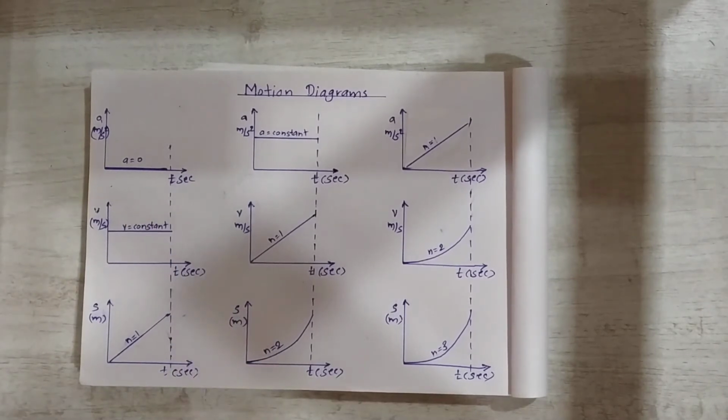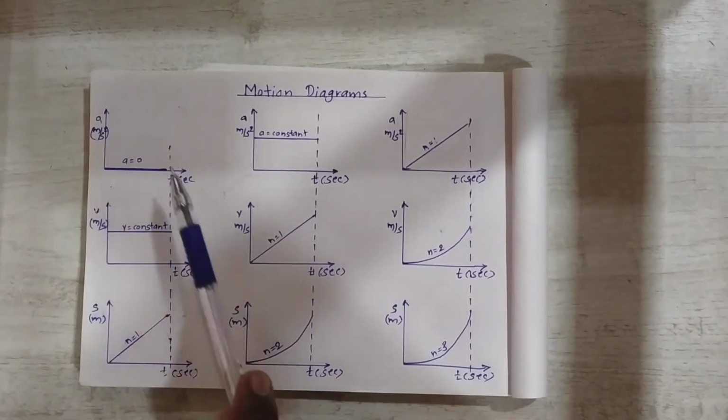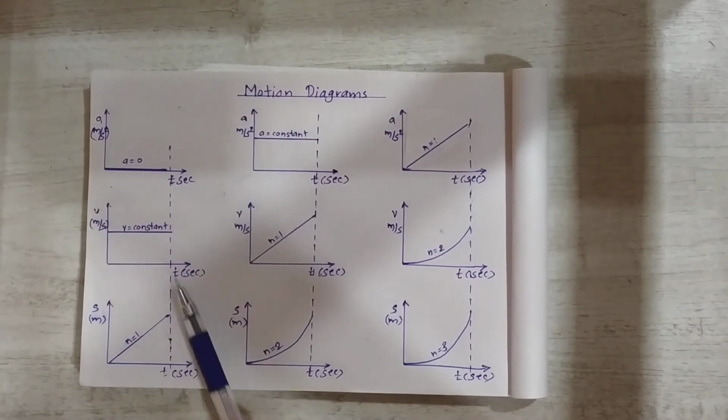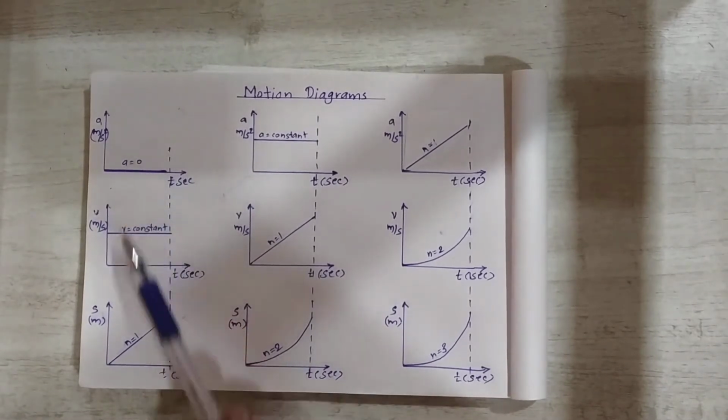These diagrams are generally called AT-VT diagrams also, where A stands for acceleration and T stands for time, and VT is the velocity time diagram. Now let us start with the first three diagrams, the same three diagrams here.